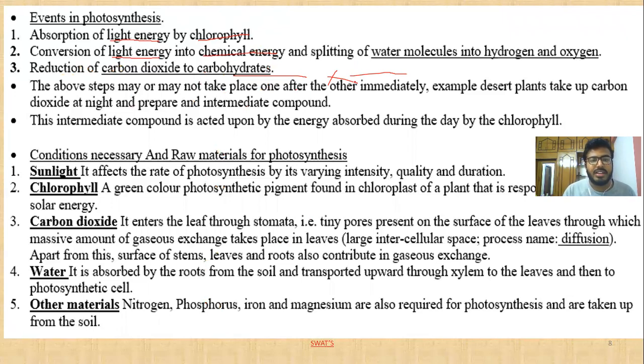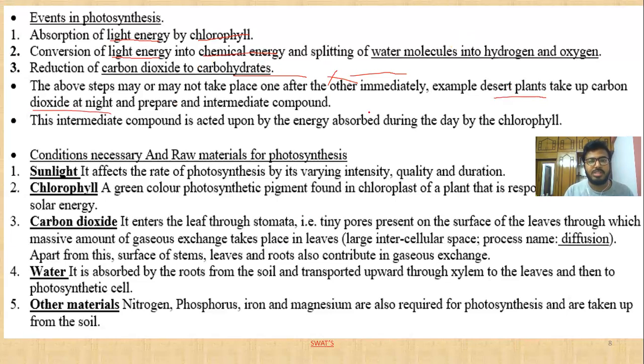So the above steps may or may not take place one after the other immediately. Example, I said that any step can take place at any time. Example, desert plants take up carbon dioxide at night and prepare an intermediate compound. Normally, in your surroundings, carbon dioxide is taken in the daytime. But in the desert, when do they take it? They take it at night time.